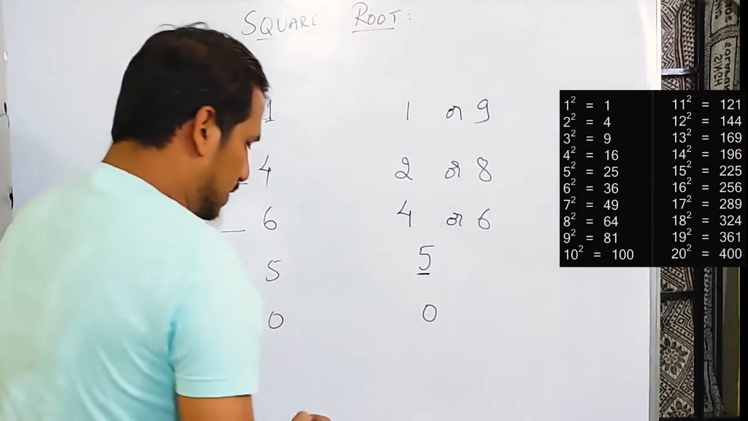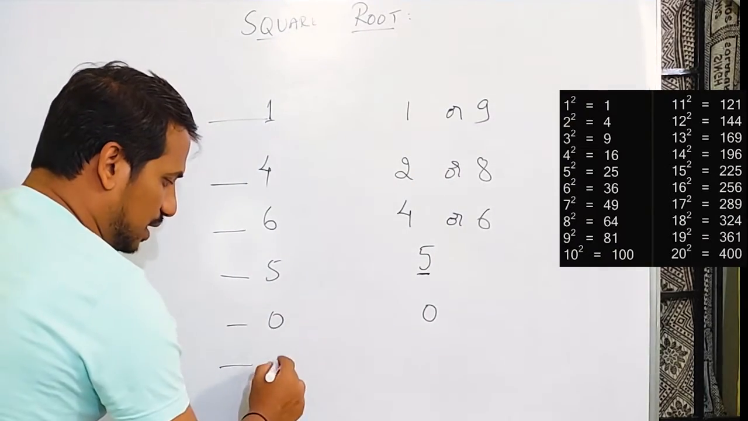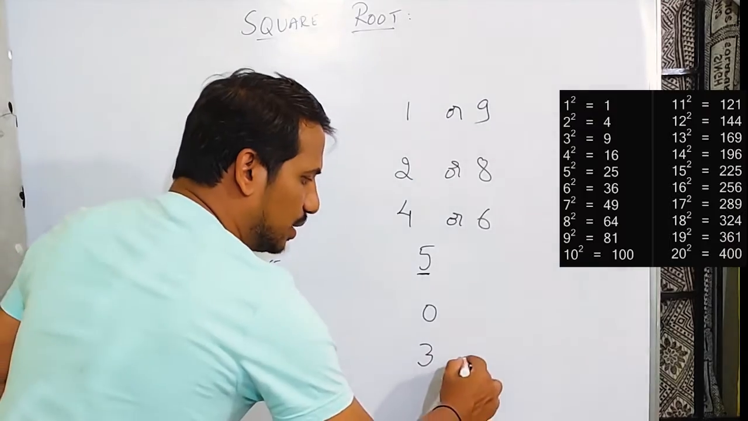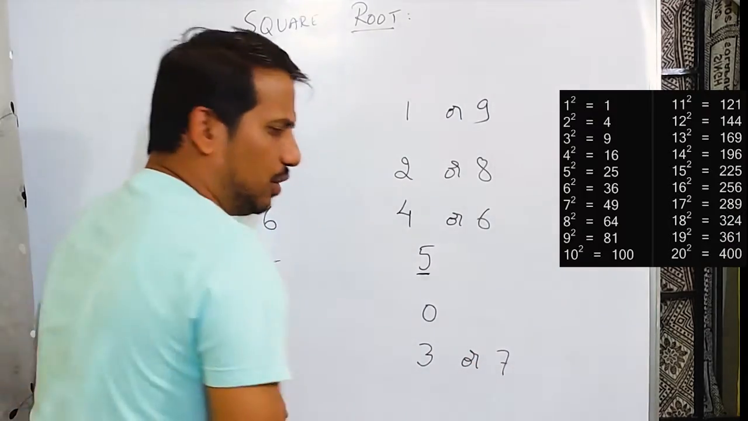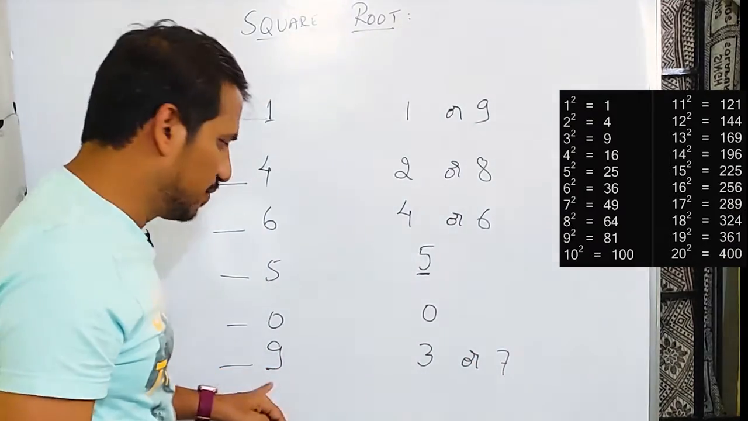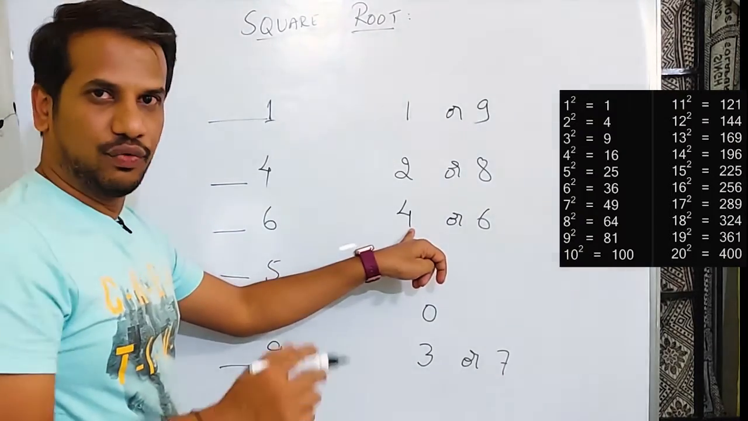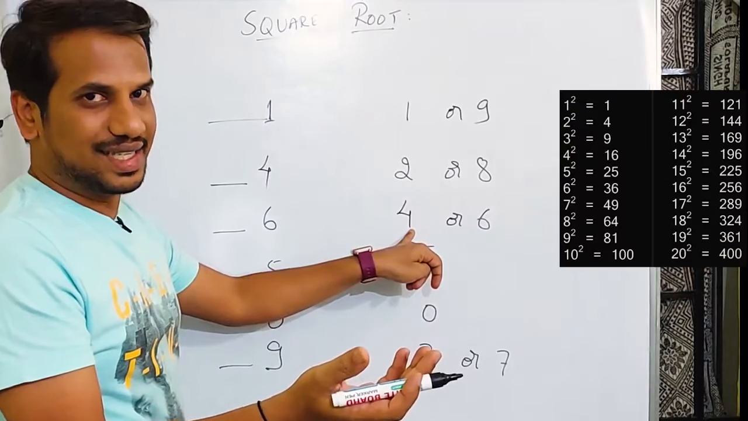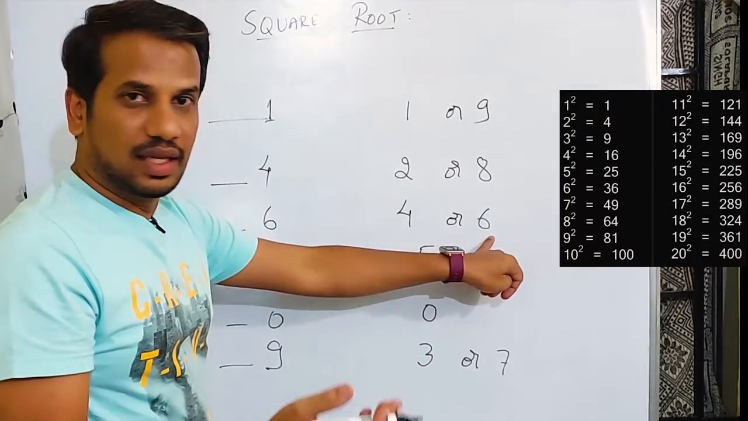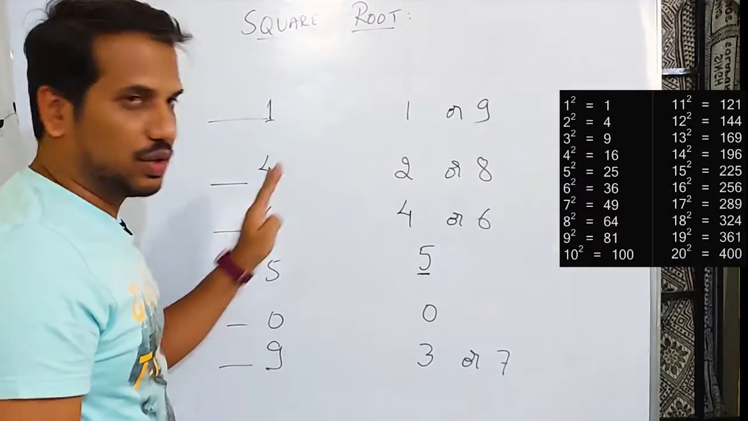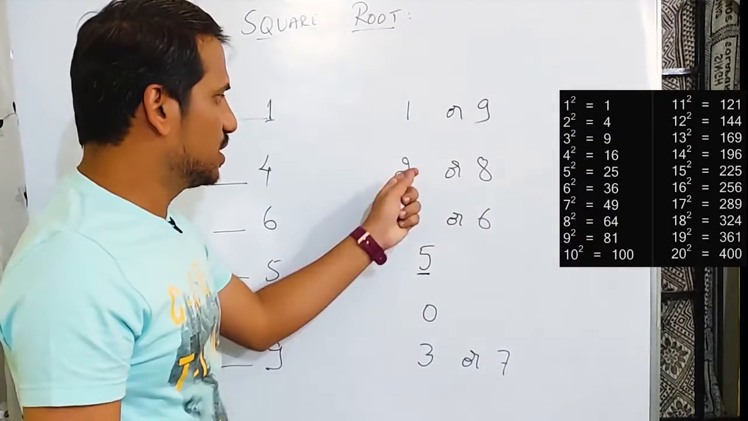Now we have left out one more case. What if the number ends with 9? Then the square root should definitely end in 3 or 7. Now how to remember this? 3 square is 9, ending with 9. 7 square is 49, ending with 9. Same here: 4 fours are 16, 6 sixes are 36, ending with 6. So you just need to remember this. Even if you forget, you just remember the technique.